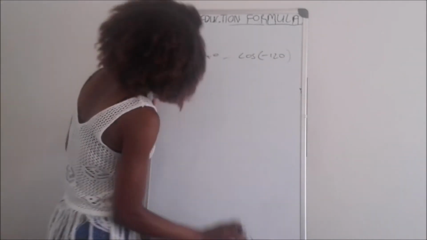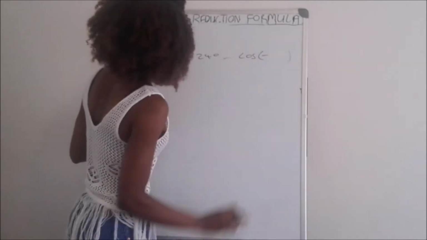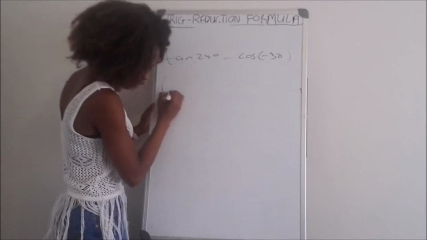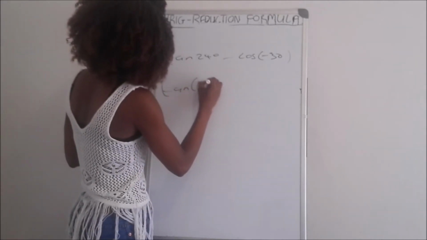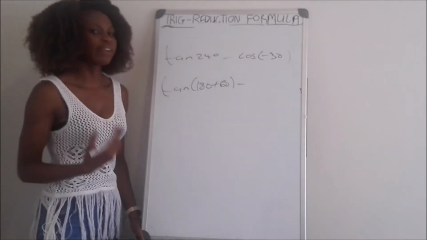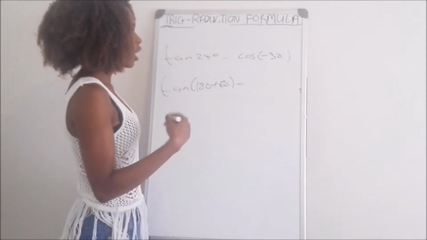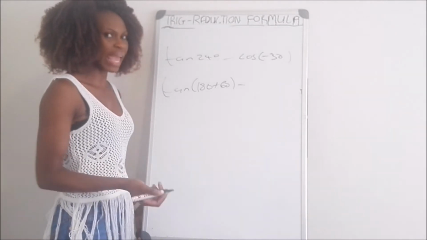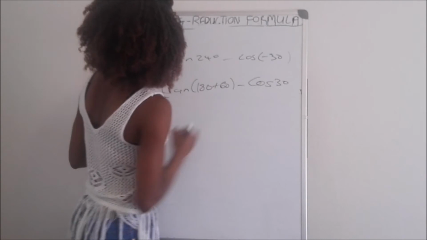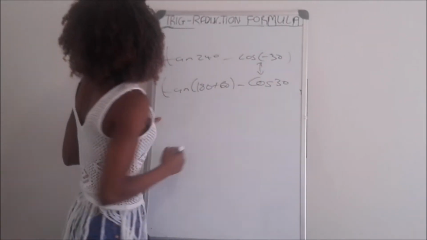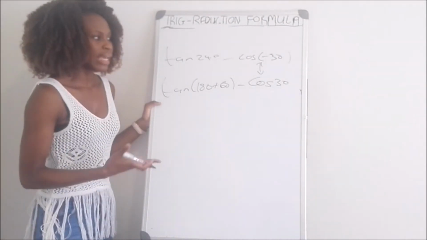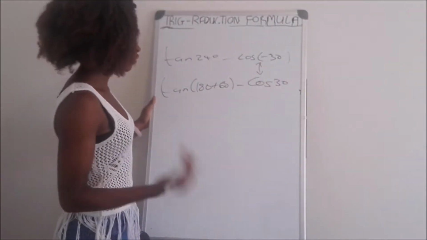Sorry guys, it is minus cos of 30. Alright, let's start with this one. It will be tan of 180 plus 60 minus cos of negative 30. Remember, the cos of a negative angle is equal to the cos of that angle without the negative. That means we're still going to have the cos of 30. It does not affect anything. Cos of negative theta is still equal to the cos of 30.